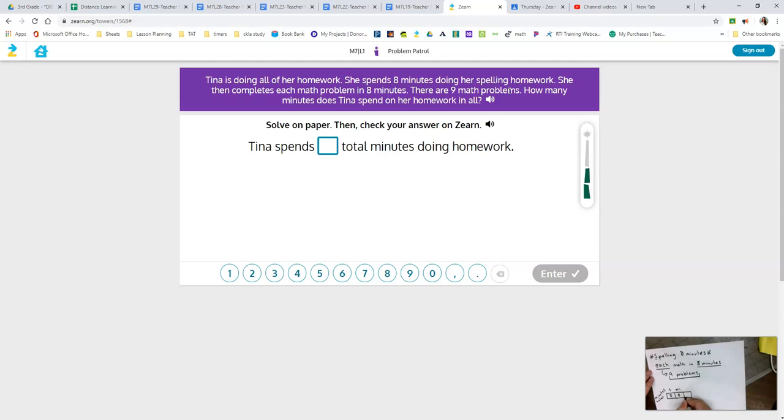So I'm going to put another 8 and label this math problem 2. Another 8, label this math problem 3. And keep going until I reach 9 problems. This is why labeling is so important. It helps us keep track of what we're doing.